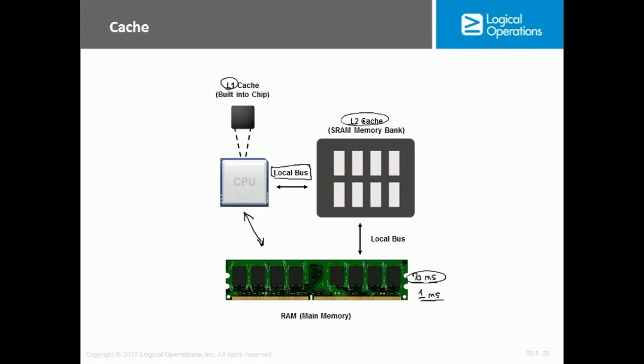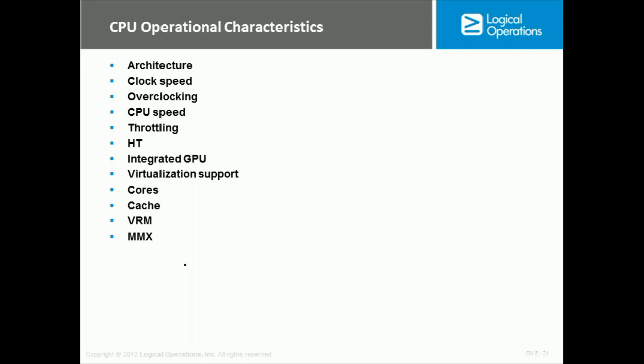L2 cache is what we call it when it's not attached to the CPU, but it's there only for the CPU. Now, some of the other characteristics for the CPU, obviously the architecture. Basically it talks about the width of the front side bus. The CPU's front side bus is either 32 or 64 bits. Obviously, in today's world, almost all of them will be 64 bits.